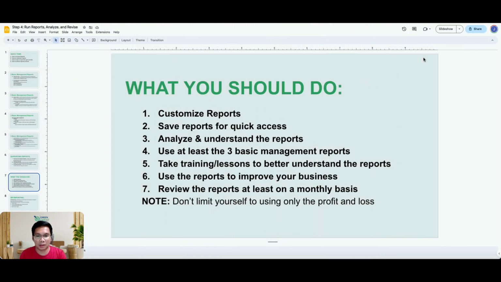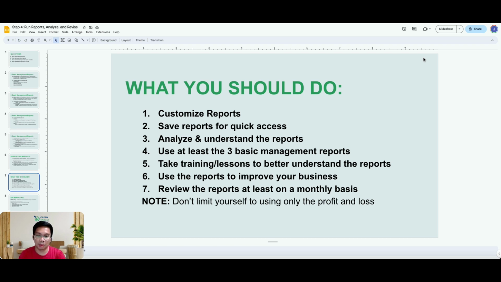Now let's discuss some things that you should do. So in using reports, these are things that you should definitely do. Number one, customize reports according to your needs. Number two, save reports for quick access. Saving reports saves your time. Number three, analyze and understand the reports. Number four, use at least the three basic management reports. Number five, take trainings or lessons to better understand the reports that you have. Number six, use the reports to improve your business decisions. And last, review the reports at least on a monthly basis or even on a daily basis.